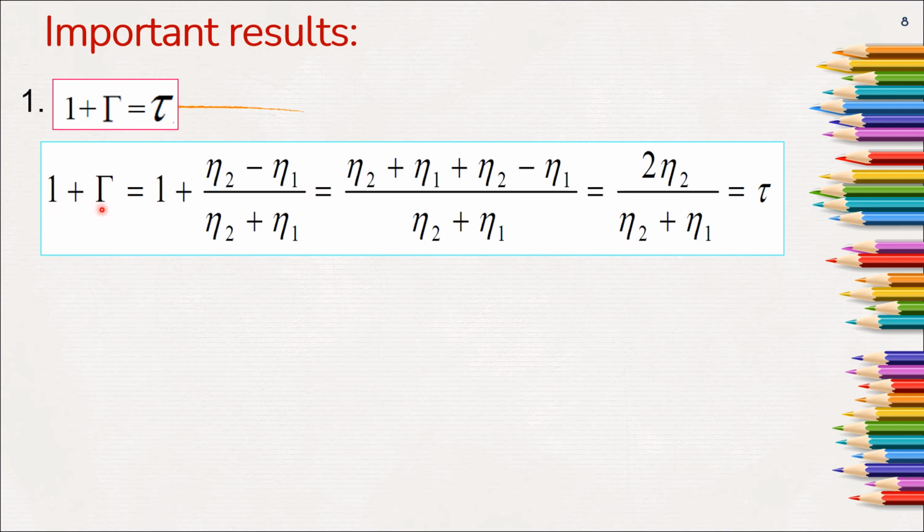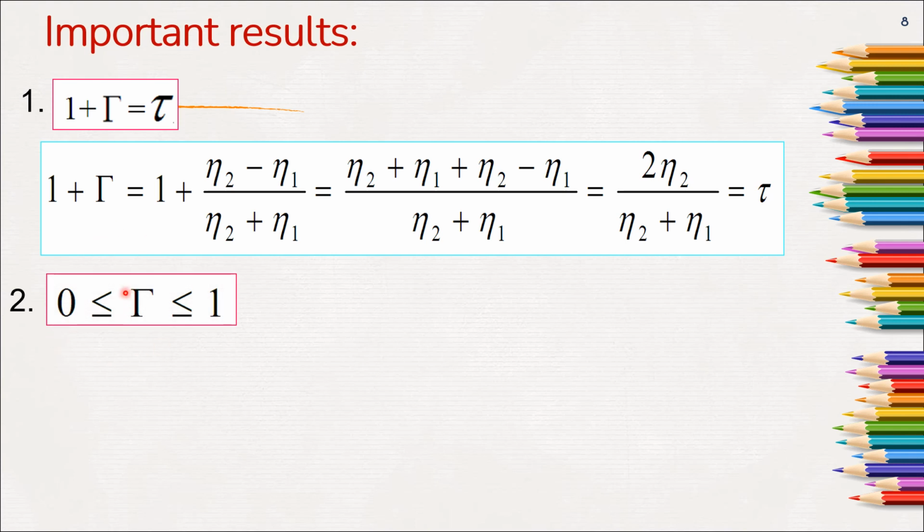Right? 1 plus the reflection coefficient is nothing but the transmission coefficient. So 1 plus reflection coefficient is nothing but 1 plus eta 2 minus eta 1 by eta 2 plus eta 1. When we take an LCM, we get 2 eta 2 by eta 2 plus eta 1. So this is going to be the transmission coefficient, and this symbol is going to be the reflection coefficient.